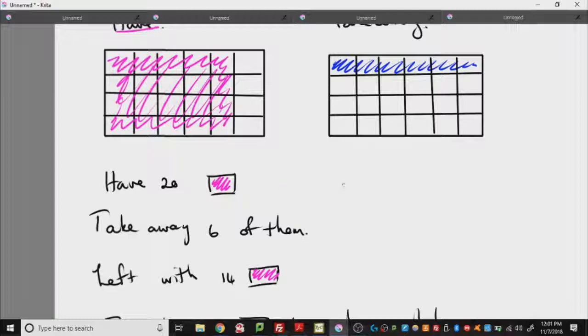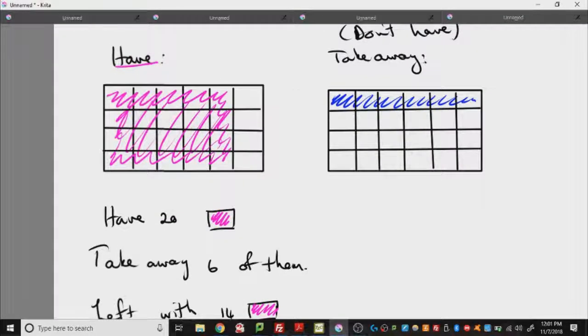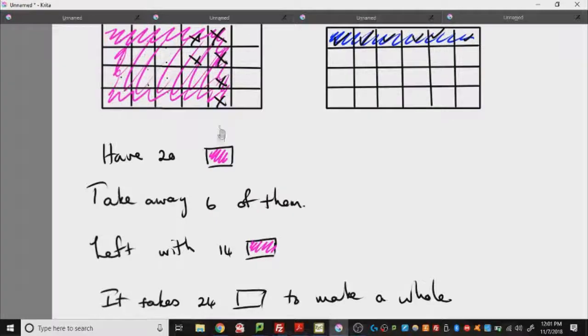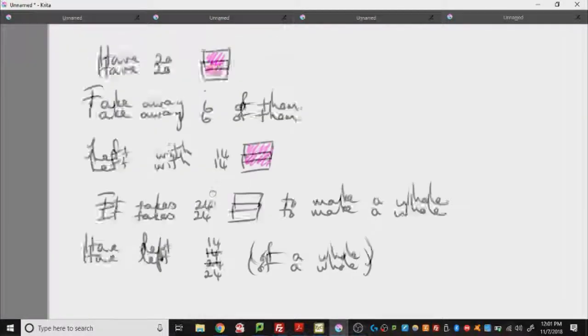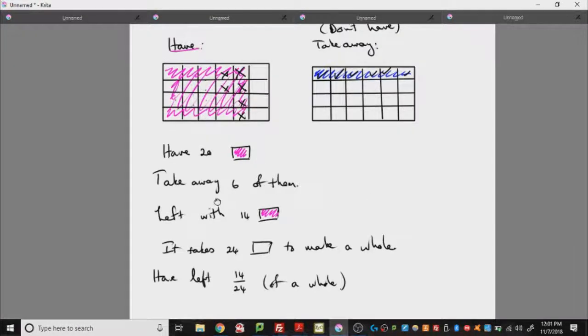pushing me away from the intuitive side. So I could say, well, I'm taking away that one there, taking away that one there, taking away that one, taking away one more, one more, taking away another one, and I have left 1, 2, 3, 4, 5, 6, 7, 8, 9, 10, 11, 12, 13, 14. So you can do it that way, you can do it mixed, you can do whatever you feel is the most intuitive.